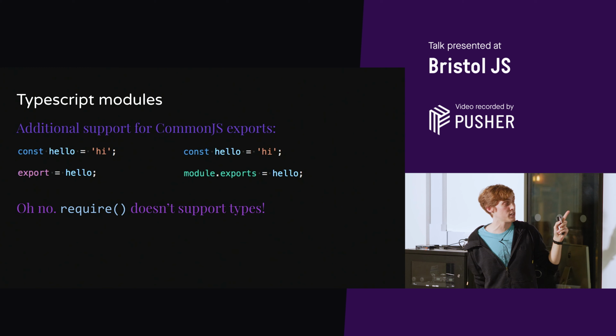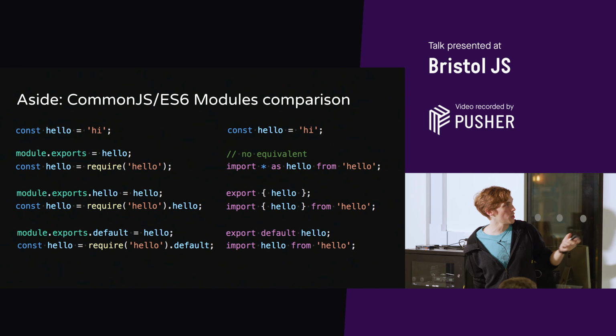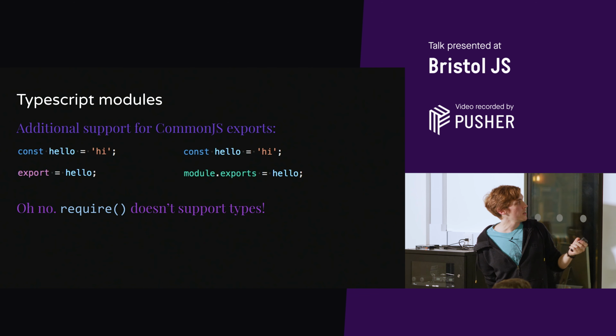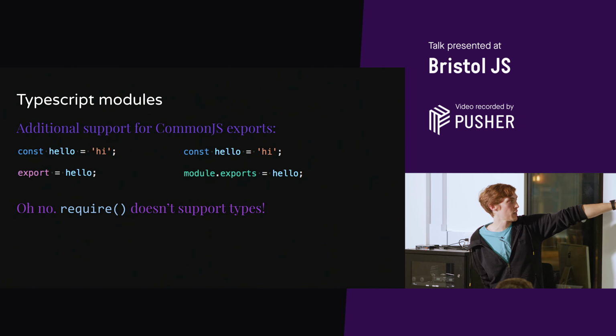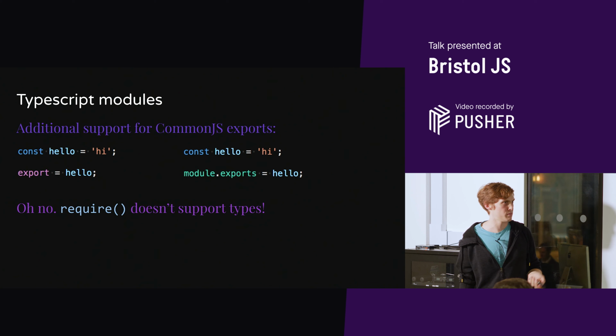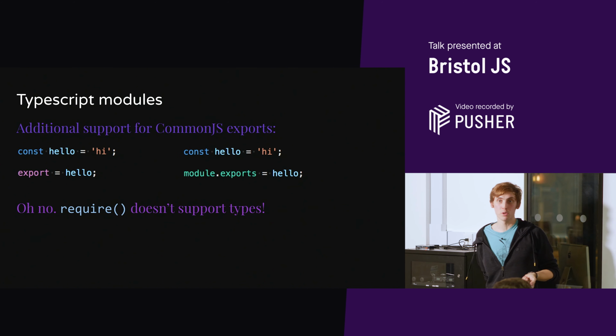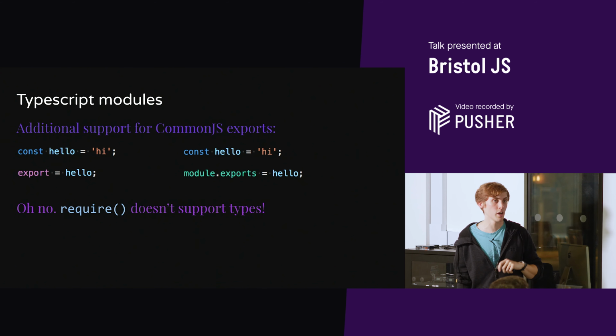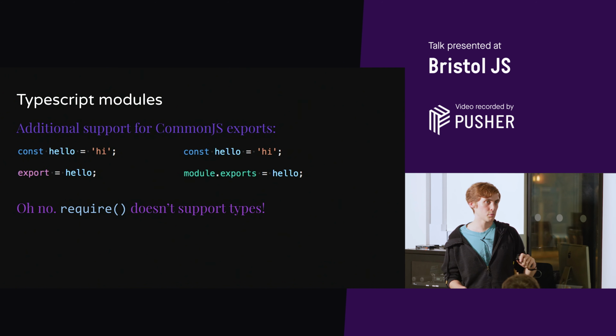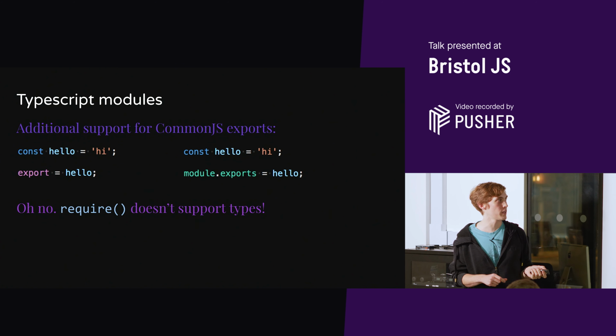However, TypeScript does add one additional way of doing exports. So the one which has no equivalent in ES6, in TypeScript we do have an equivalent. So we have export equals, which is slightly different, but basically it does the same as module.exports equals hello. And I suspect this is because TypeScript has to support older versions of JavaScript, so they kind of wanted to make that possible.